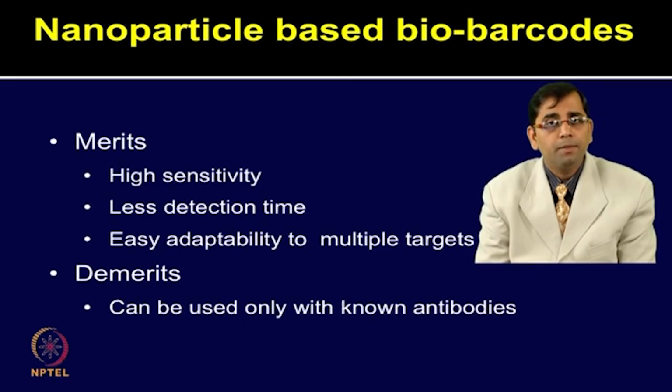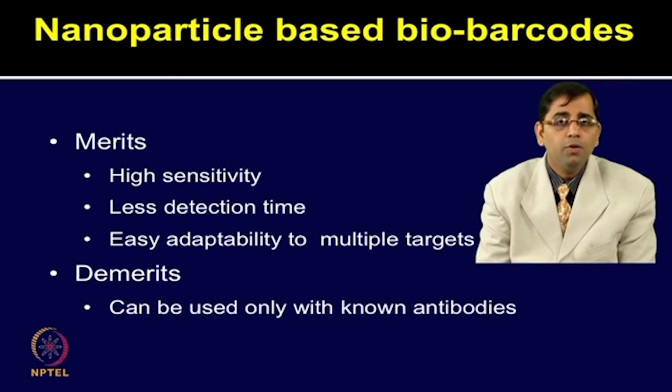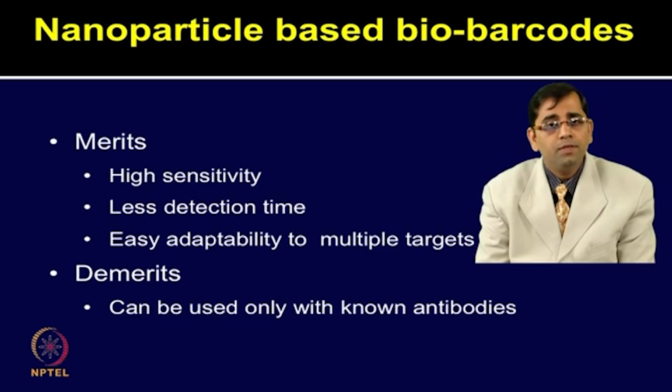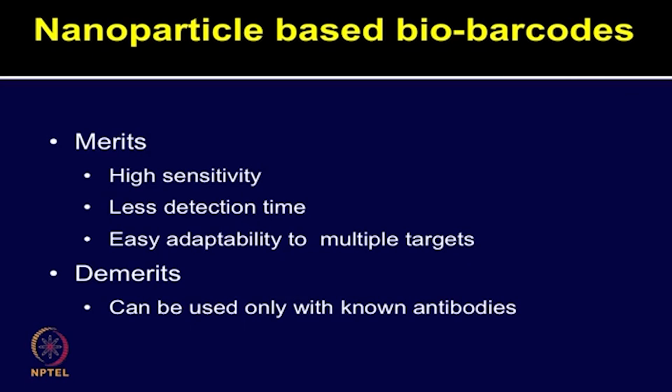The demerit of this method is that it can only be used with known antibodies. Therefore, the number of antibodies as well as good quality of antibodies is one of the limiting factors for performing the nanoparticle based biobarcode assays. In fact, the same is also true for many applications in proteomics which also require antibodies.